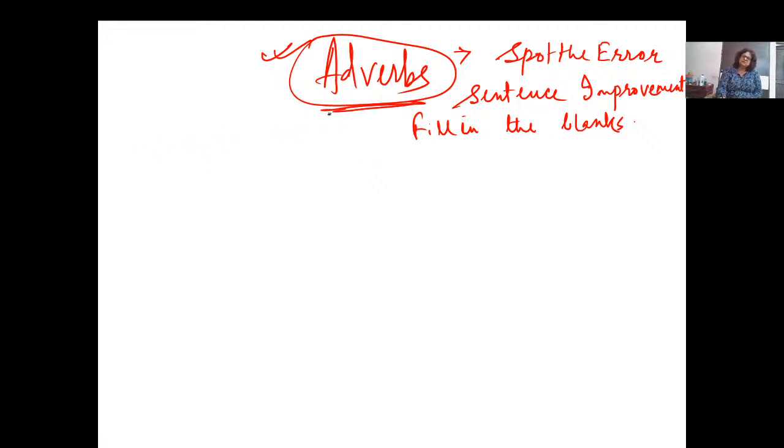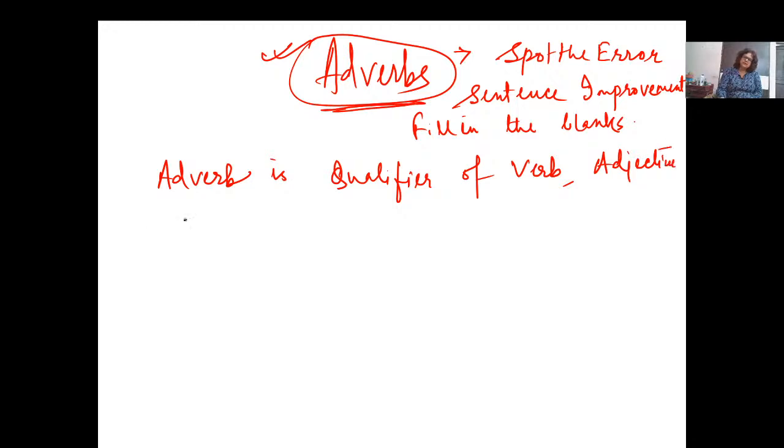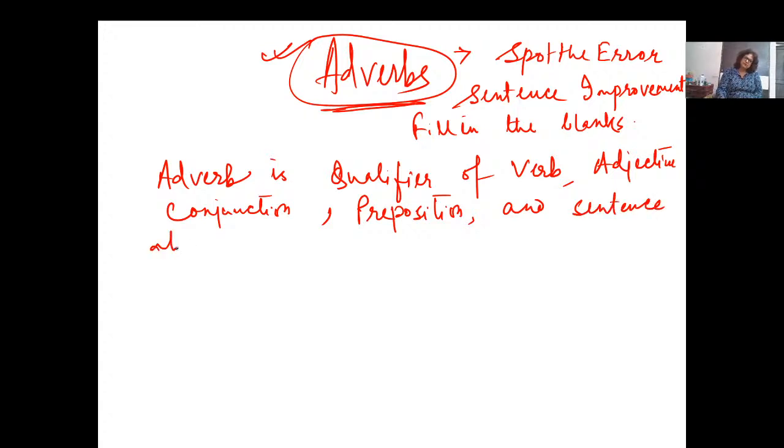So adverbs are a part of speech, and an adverb is a qualifier of verb, adjective, conjunction, preposition, and sentence also. Sometimes it qualifies another adverb also. It means an adverb can express the quality of a verb, an adjective, a conjunction, a preposition, a full sentence, and another adverb also.